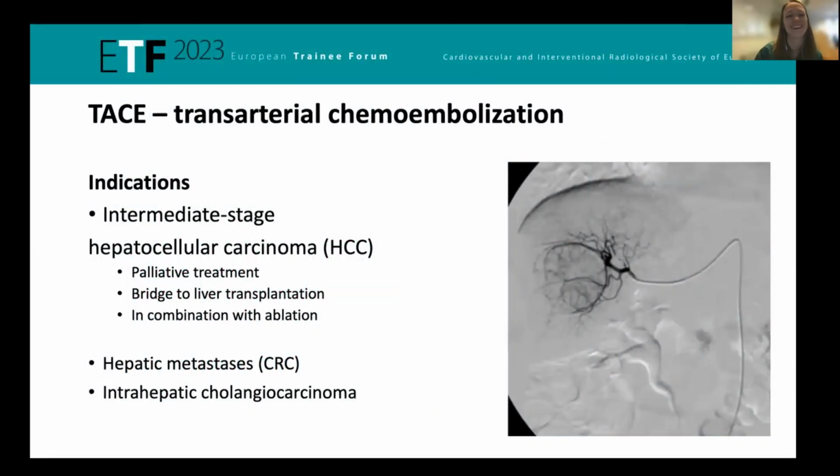Next topic, I will discuss TACE with you also briefly. Transarterial chemoembolization is usually performed in patients with HCC. It is a palliative treatment. It can be curative in the way that it can be a bridge to liver transplantation and also if used in combination with ablation.